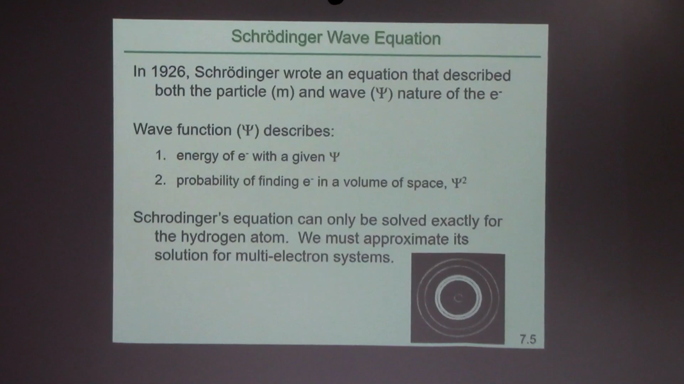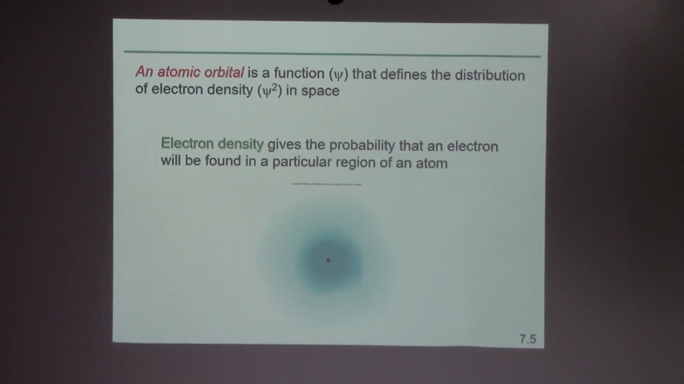Schrodinger's equation can only be solved exactly for the hydrogen atom. It tells us the possible energy states of the electron in the hydrogen atom and the probability of its location in a particular region surrounding the nucleus. We must approximate its solution for multi-electron systems. An atomic orbital is a function, psi, that defines the distribution of electron density, psi squared, in space. Electron density gives the probability that an electron will be found in a particular region of an atom.